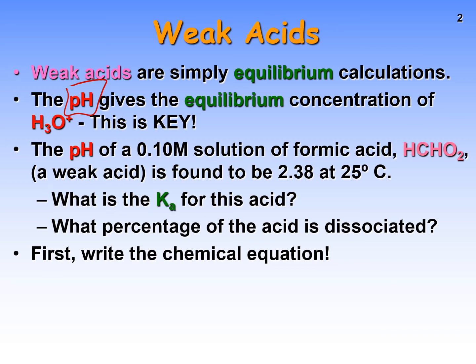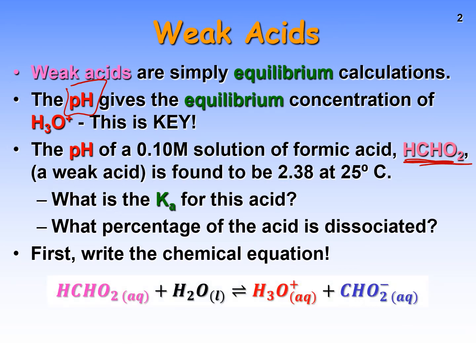Well, first we need to write out our chemical equation. We know this acid here is going to react with water to form its conjugate base, CHO2 minus. H3O+ is another product. It's reacting with the water. Here's our acid. After this, we can write out an ice table. For equilibrium problems, we use ice tables. So let's do that on the next slide.